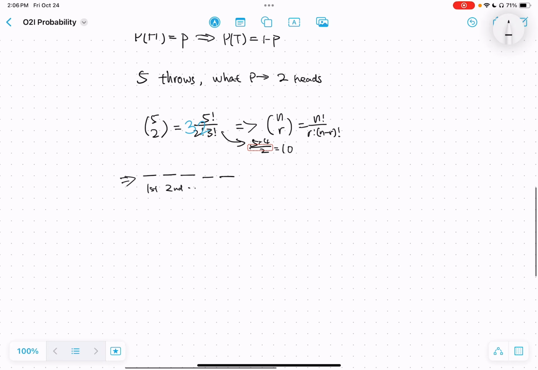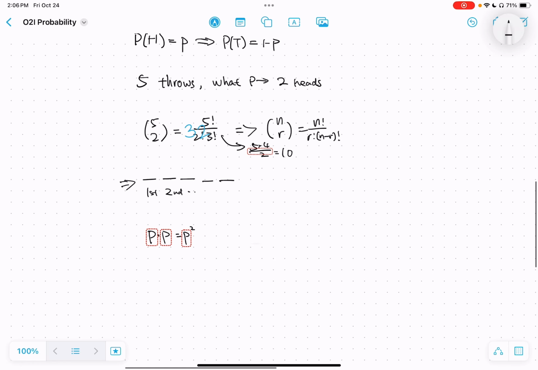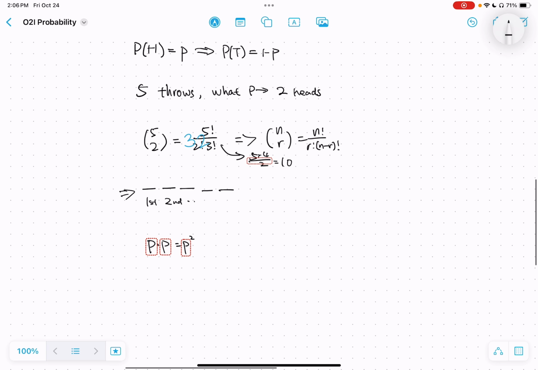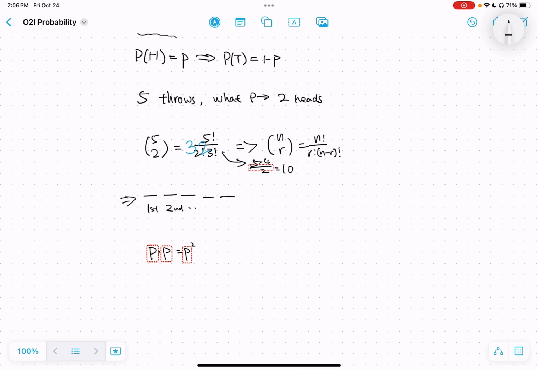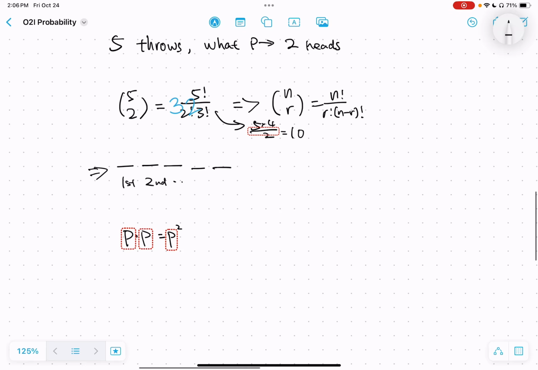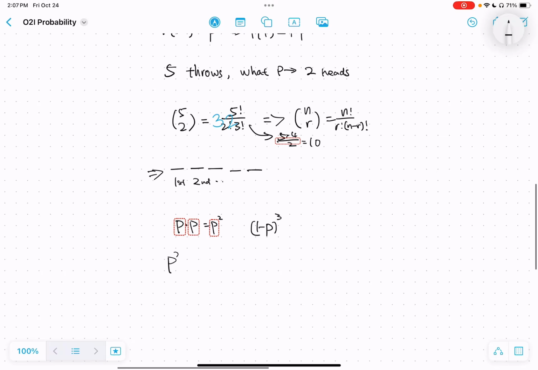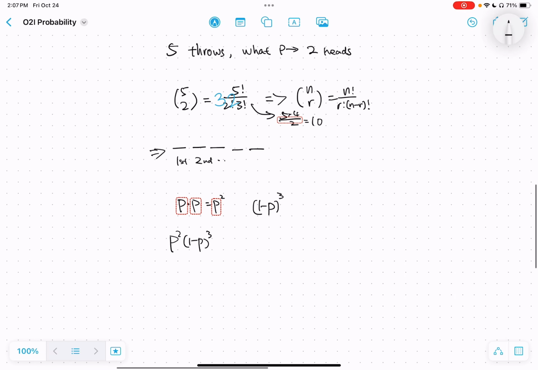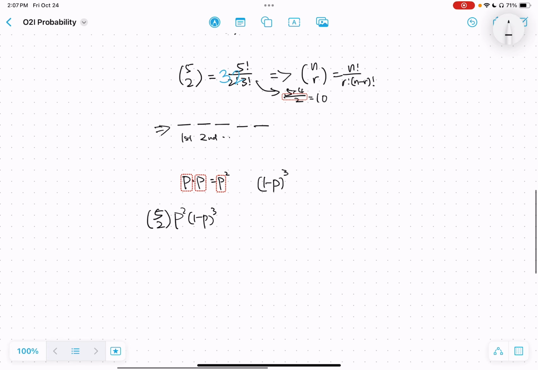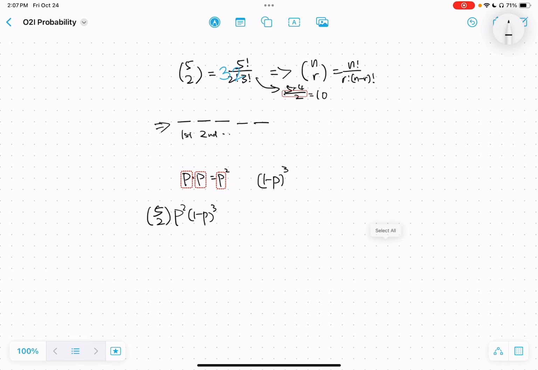For every outcome, since we have 2 heads, it's P times P, which is P squared. However, don't forget, we also need to calculate the probability of the remaining 3 tails. So the remaining 3 is (1 minus P) to the power 3. So altogether, we have P squared times (1 minus P) to the power 3, times the combinations we had, 5 choose 2. So this is the result.